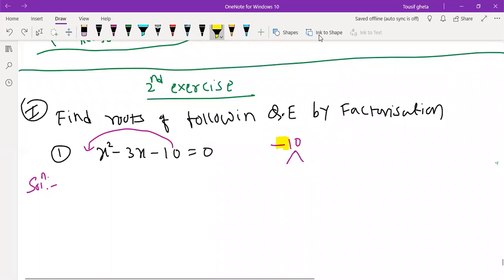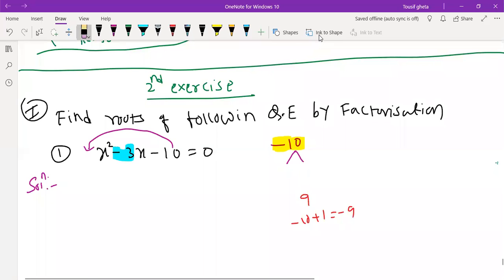If you multiply, you should get minus 10, and if you add or subtract the same numbers, you should get minus 3. For example, I decided 10 ones are 10, just as an example. If I do 10 minus 1, I will get 9. If I do minus 10 plus 1, I will get minus 9. So there is no chance of getting 3. So this 10 ones are 10 will not help.